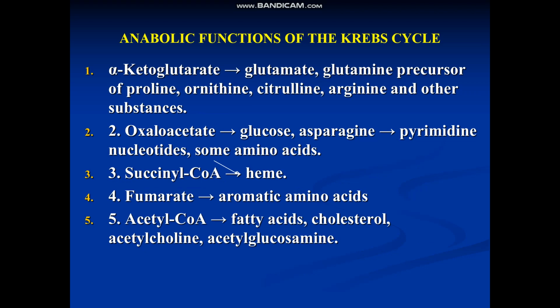And now we need to talk about the anabolic function of the Krebs cycle. Alpha-ketoglutarate can form glutamate, a precursor of proline, ornithine, citrulline, arginine, and other substances. Oxaloacetate forms glucose, asparagine, pyrimidine nucleotides, some amino acids. Succinyl-CoA, fumarate give aromatic amino acids. Acetyl-CoA gives fatty acids, cholesterol, acetylcholine, acetylglucosamine.